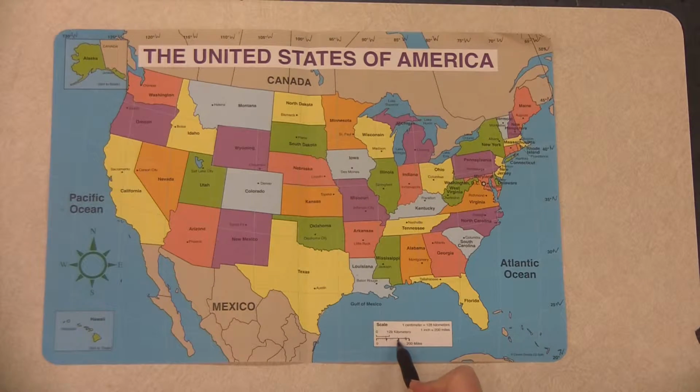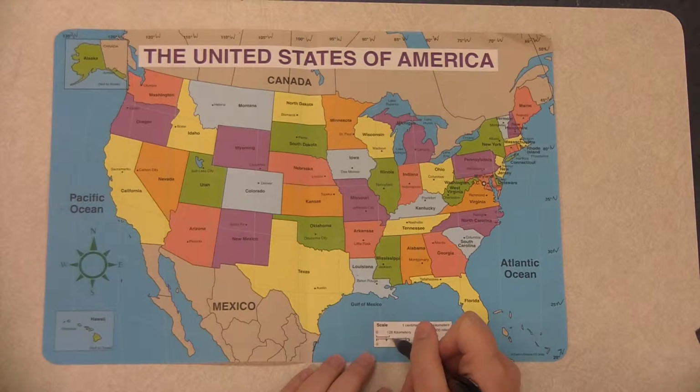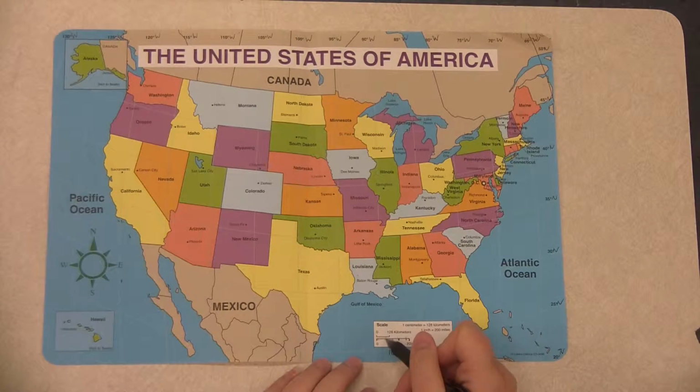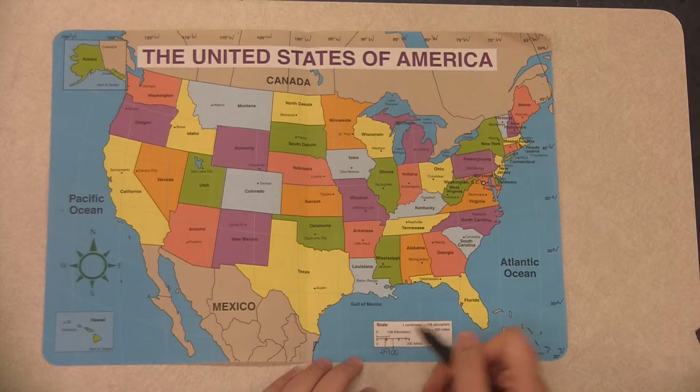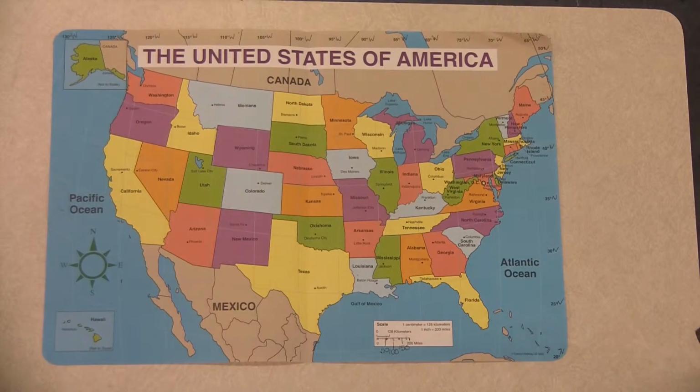Notice that the scale is broken up into three even parts. So halfway between 200, this would be 100. Halfway between 0 and 100 would be 50. Halfway between 100 and 200 would be 150. So we can mentally break up the full length of the scale here to make things easier for us.